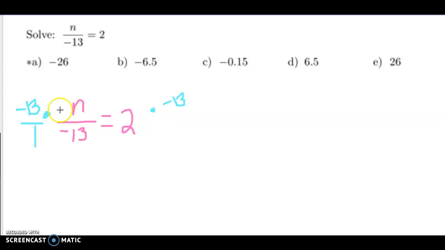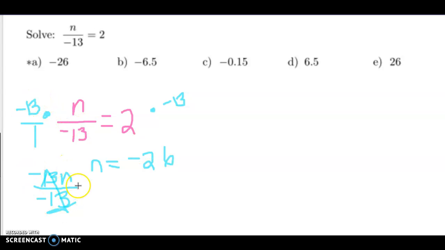Now remember, if I'm multiplying straight across, negative 13 times n would be negative 13n. And if I multiply straight across on the bottom, 1 times negative 13 is negative 13. And we all know negative 13 divided by negative 13 is just a fancy form of 1, so it would be 1n. A positive times a negative is a negative, and 13 times 2 is 26. So that would be my answer.